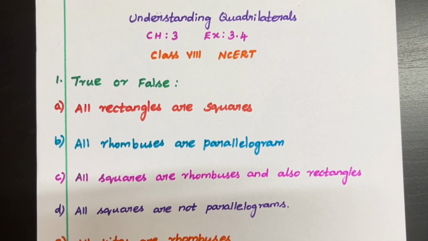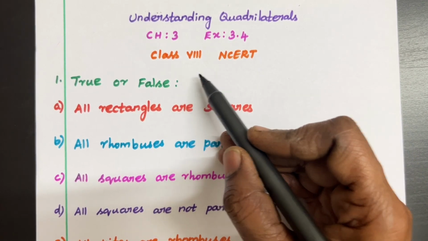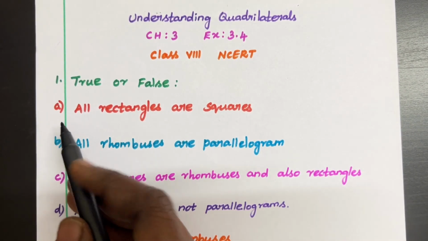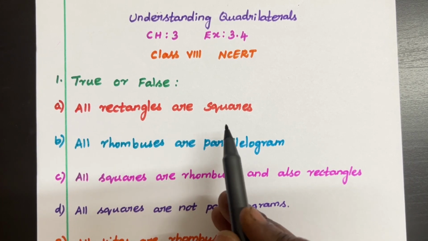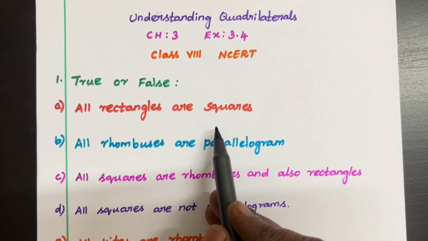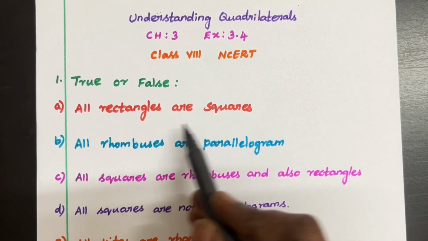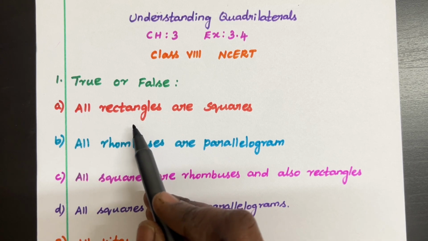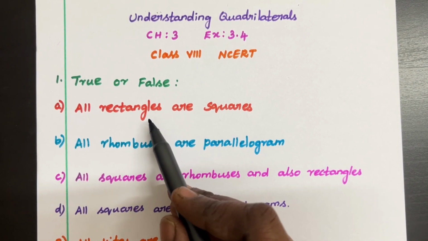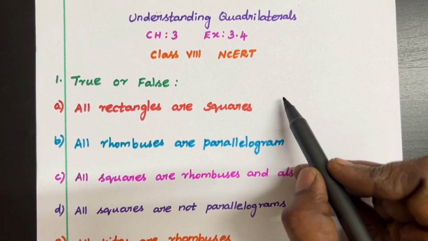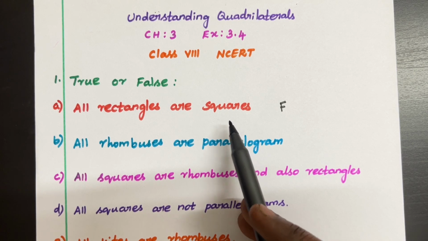Today we are going to learn Understanding Quadrilaterals, Chapter 3, Exercise 3.4 for Class 8, NCERT book. First question, true or false? A subdivision, all rectangles are squares. Is that so? No, because square means all the sides must be equal. Even though a rectangle has all its angles 90 degrees, it is not a square because only opposite sides are equal. It is false. Rectangles are not squares.